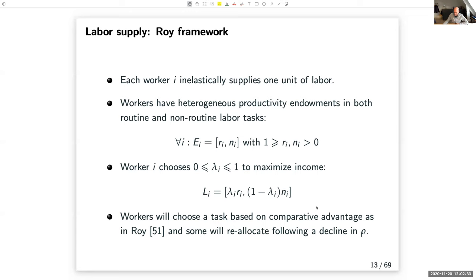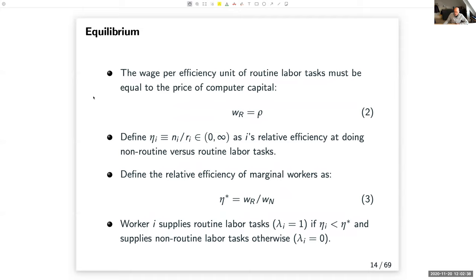So what we have in equilibrium is that the wage per efficiency unit of routine labor tasks must be equal to the price of computer capital because they're perfect substitutes. So WR is the price of one efficiency unit of a routine labor task. And if the price of computer falls, then that wage must fall, given that they're perfect substitutes.